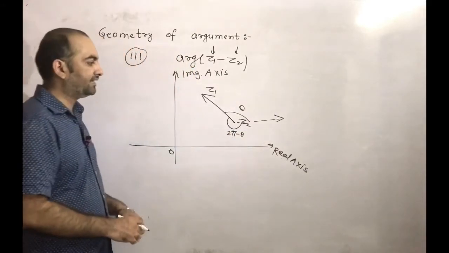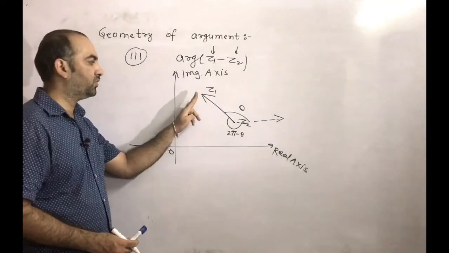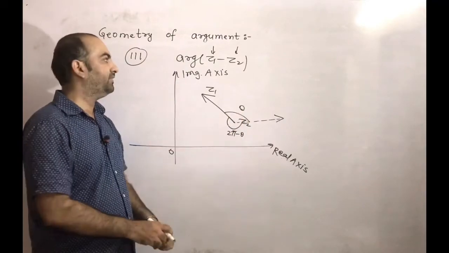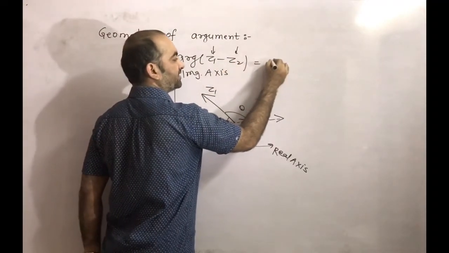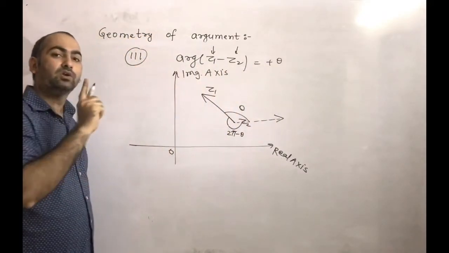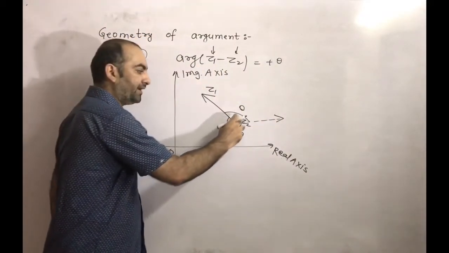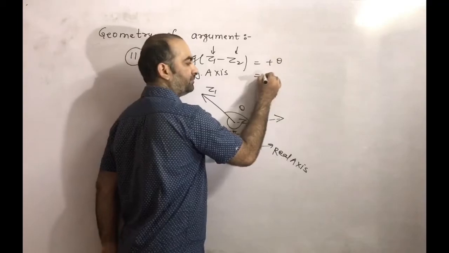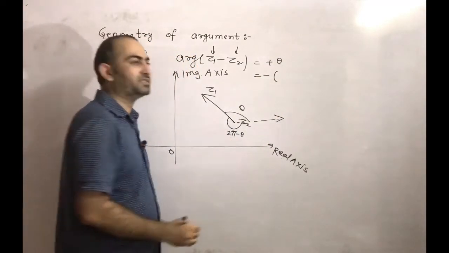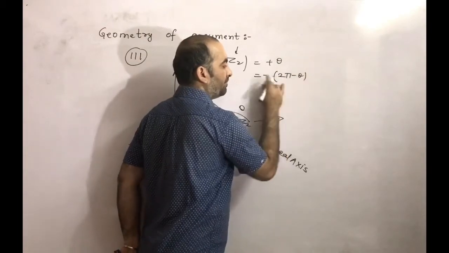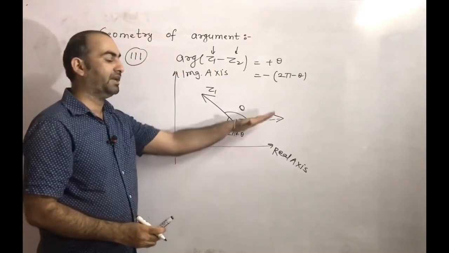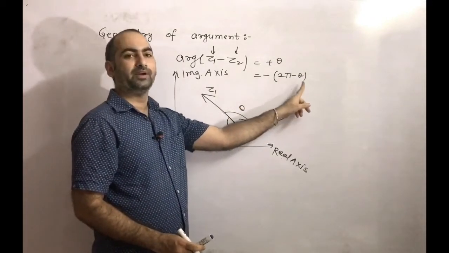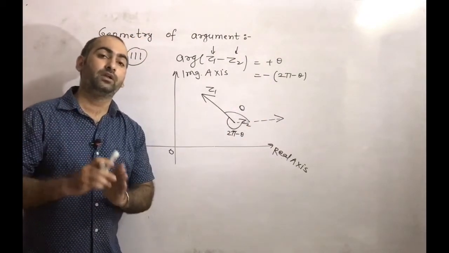So this directed line segment joining z2 and z1, with direction towards z1, is making theta angle with the positive real axis in the anti-clockwise direction. Then we can say that the argument of z1 minus z2 is equal to plus theta. Plus indicates we are counting in the anti-clockwise direction. If you count in the clockwise direction, then the angle is 2 pi minus theta. So the argument of z1 minus z2 is minus of 2 pi minus theta. Minus indicates we are counting in the clockwise direction with the positive real axis.